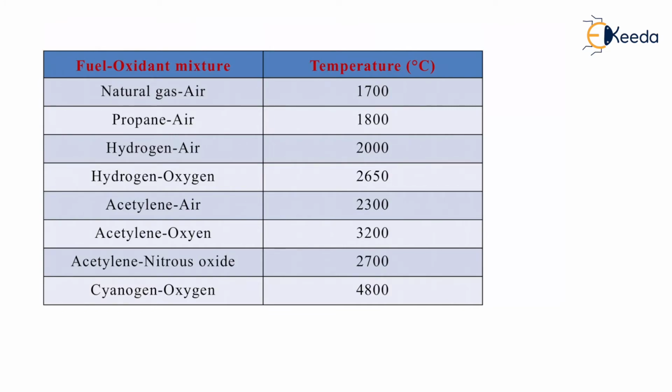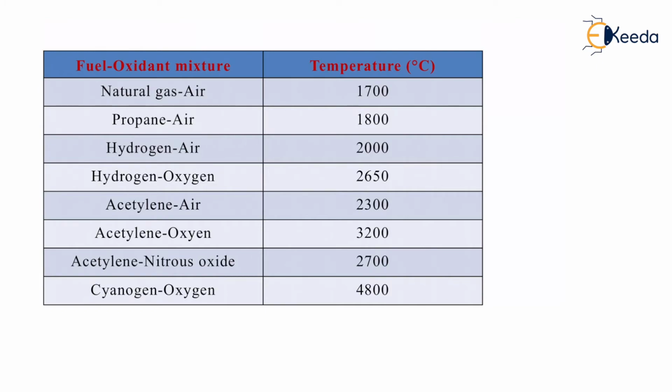The third is hydrogen and air. Hydrogen is nothing but H2. H2 is also inflammable in nature, and when we have H2 in air and then we try to combust it, the combustion process starts and the temperature is 2000 degrees Celsius.